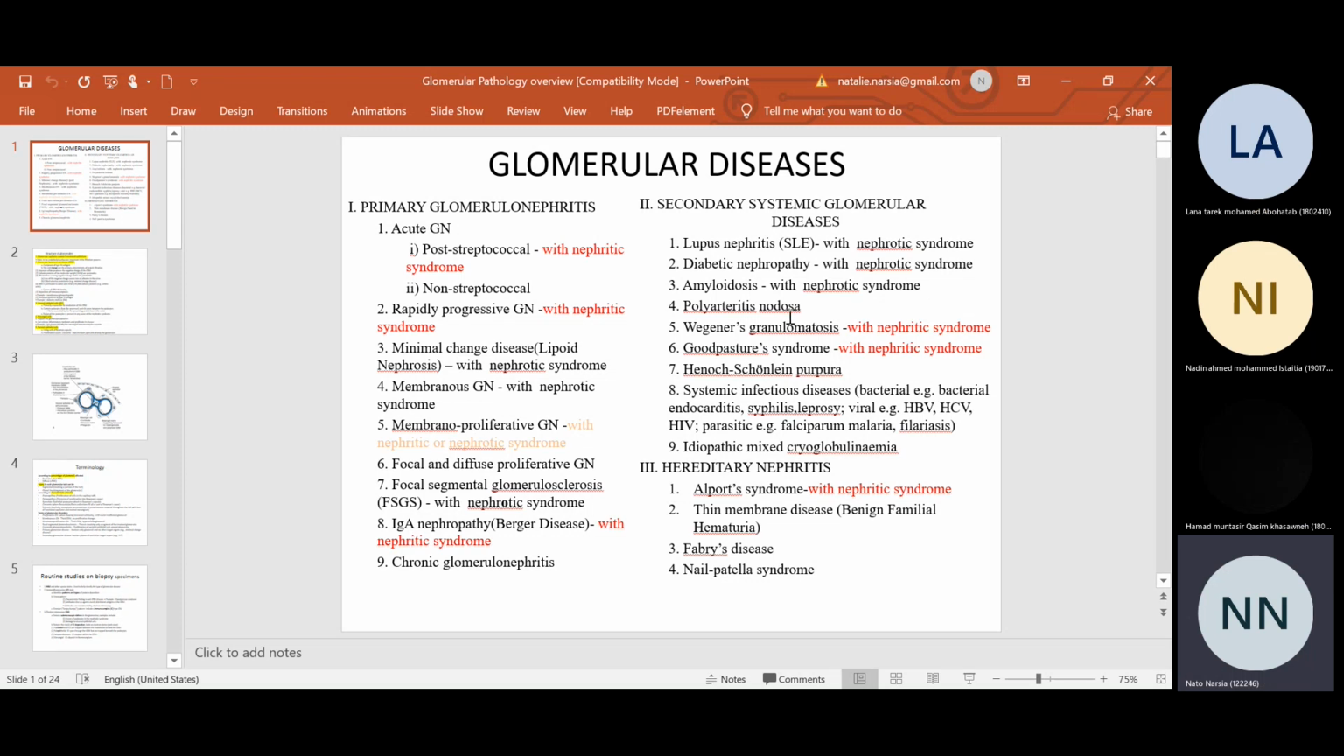Diabetic nephropathy is there as well, amyloidosis, polyarteritis nodosa, you remember this, right? Most of the vasculitis we've discussed, they lead to complication in kidney, and that will be glomerulonephritis. And very rare cases is the third group, hereditary nephritis. Okay, very rare they are, but you should know that we have type of glomerulonephritis that are hereditary. That is a major group where you find all diseases.